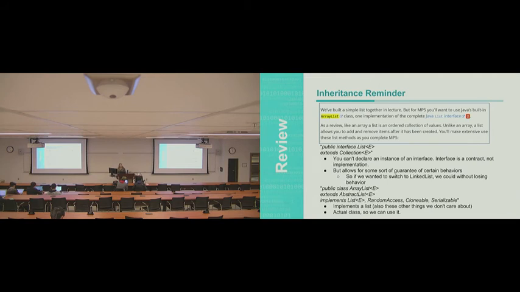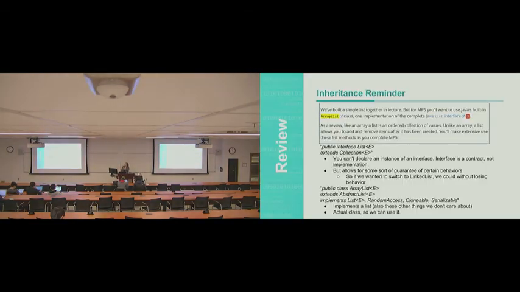And then a friendly little inheritance reminder. Hopefully you figured out how to resolve this as well. But if you're trying to declare something of type list, you're going to get yelled at that you can't do that because list is an interface. You can't actually declare an instance of an interface. An interface is a contract, not an implementation. But the advantage to this is it allows some sort of guarantee for certain behaviors.